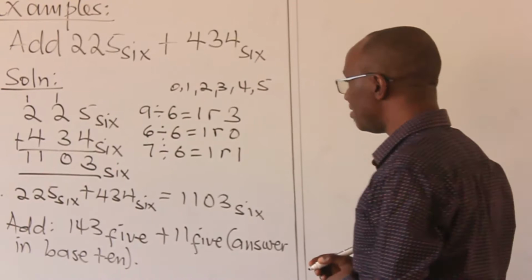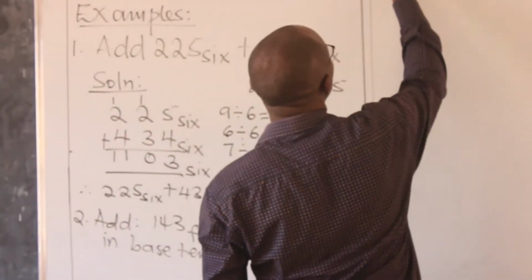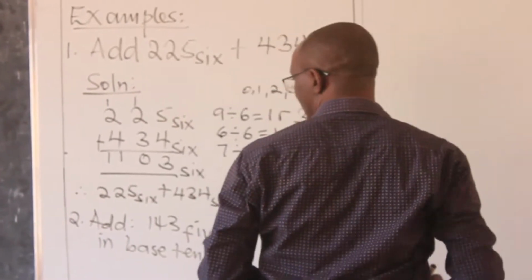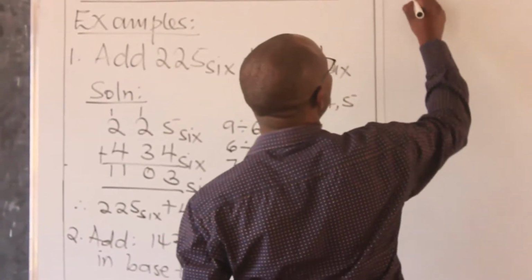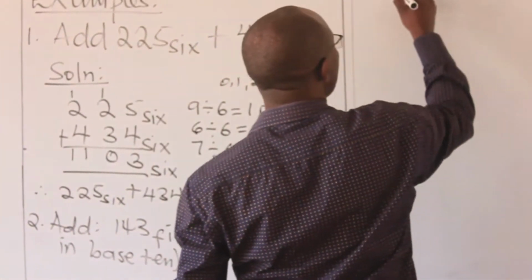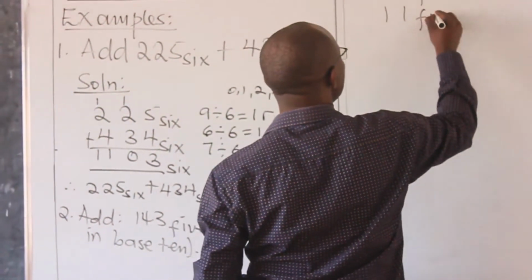So now let us add first. So we go to that solution. Solution. So we are adding 143 base 5 plus 11 base 5.